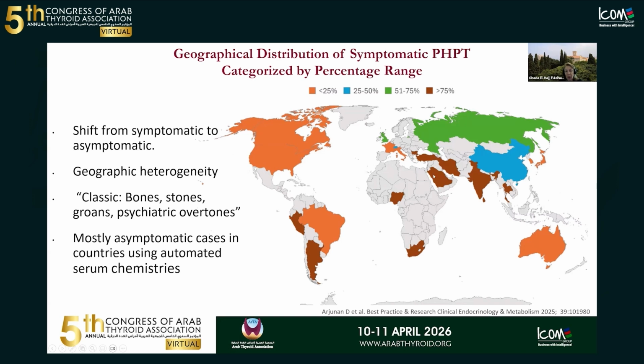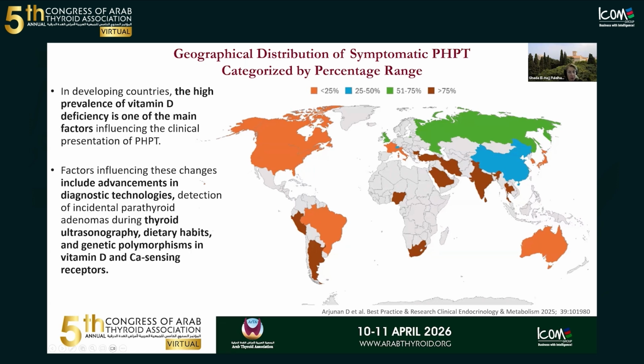We don't have Lebanon. Saudi is symptomatic according to this map. Russia is in between 50 to 71%, and China is 25 to 50% symptomatic. The classic manifestations are bones, stones, and groans. This is the classic: bones with fractures, stones with kidney stones, groans not feeling well. But it's shifting to asymptomatic disease in many countries, as we said, doing automated serum chemistries.